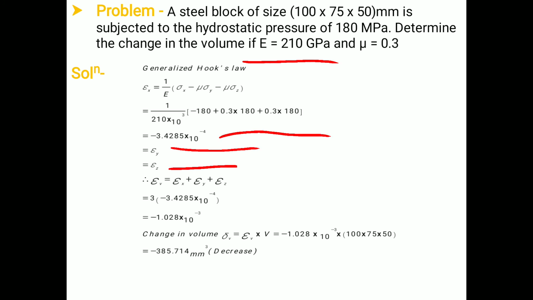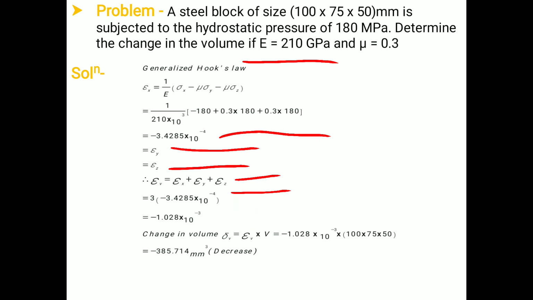Therefore epsilon V, the volumetric strain, is given by epsilon x plus epsilon y plus epsilon z. On putting all the values of epsilon x, epsilon y and epsilon z, I have the final volumetric strain, which is equal to minus 1.028 into 10 raised to minus 3. This is the value of volumetric strain under the action of hydrostatic pressure.